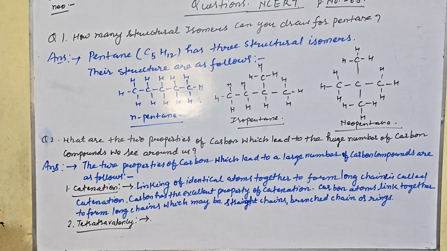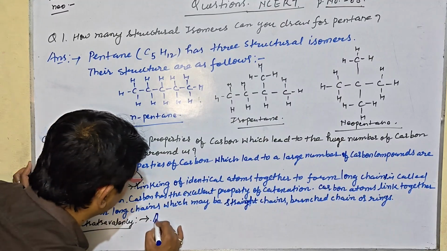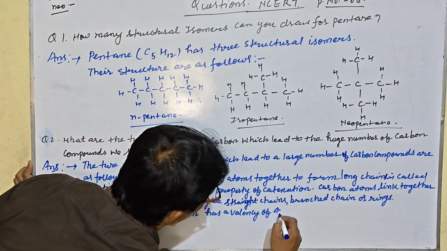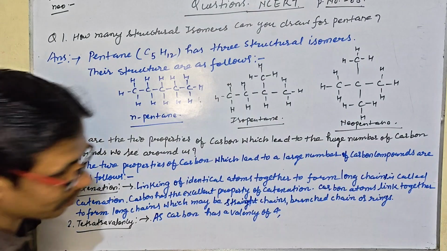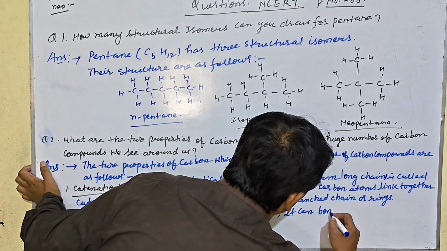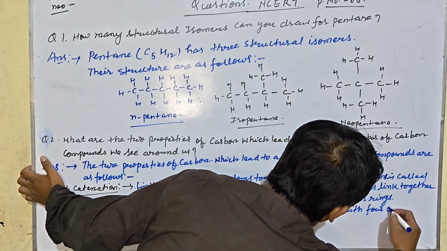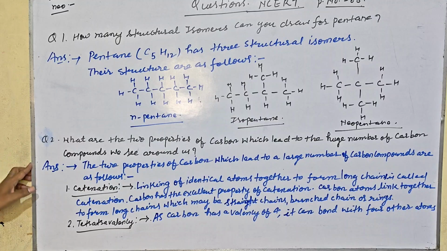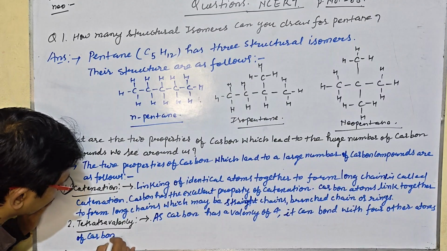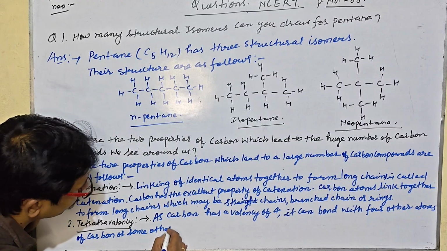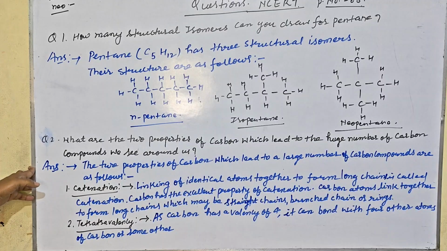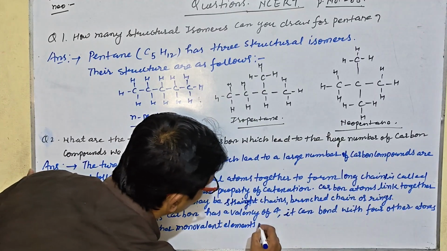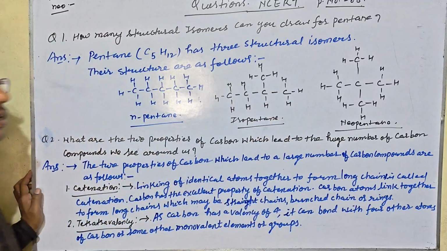As carbon has a valency of 4, it can bond with 4 other atoms, and due to the bonding formation, atoms of carbon or some other monovalent elements or groups. So it is clear, monovalent elements or groups.